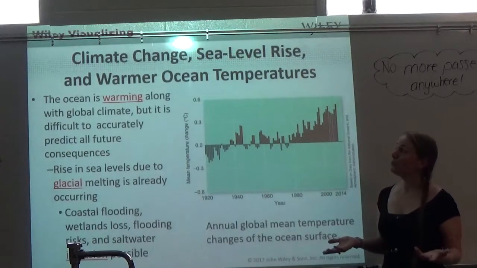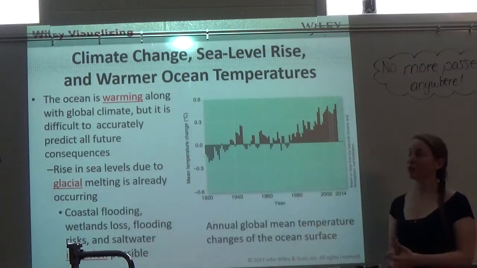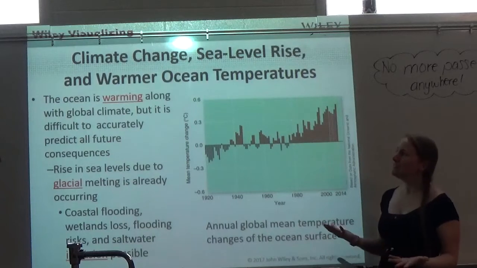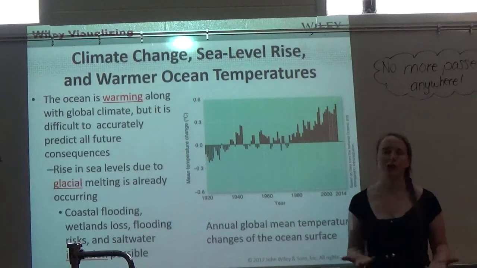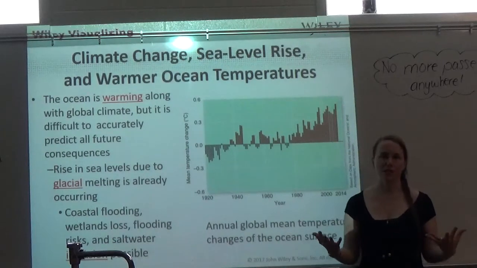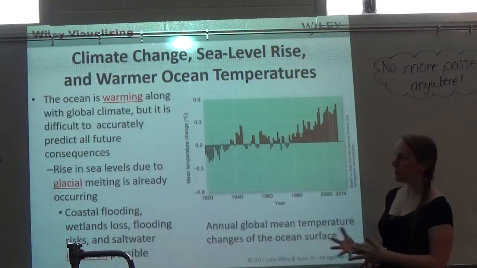So the ocean is warming along with global climate. In class we talked about the atmosphere warming, we talked about that in the last unit. But the ocean is also warming. But it's difficult to accurately predict all future consequences. Remember, a lot of the graphs that I've been showing you in class have predictions on them of, okay, this is what's been happening, so if this continues, this is what will happen.